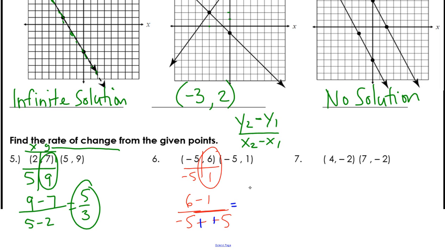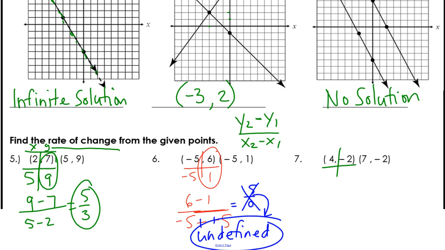So the answer here is 5 over 0, which I actually have to go one step further. If you have a 0 in your fraction, you need to tell me whether you can divide by 0 or not. And when you have a 0 in the denominator, that is undefined, or that represents a vertical line. So you can't write this as your final answer. You have to go one step further.